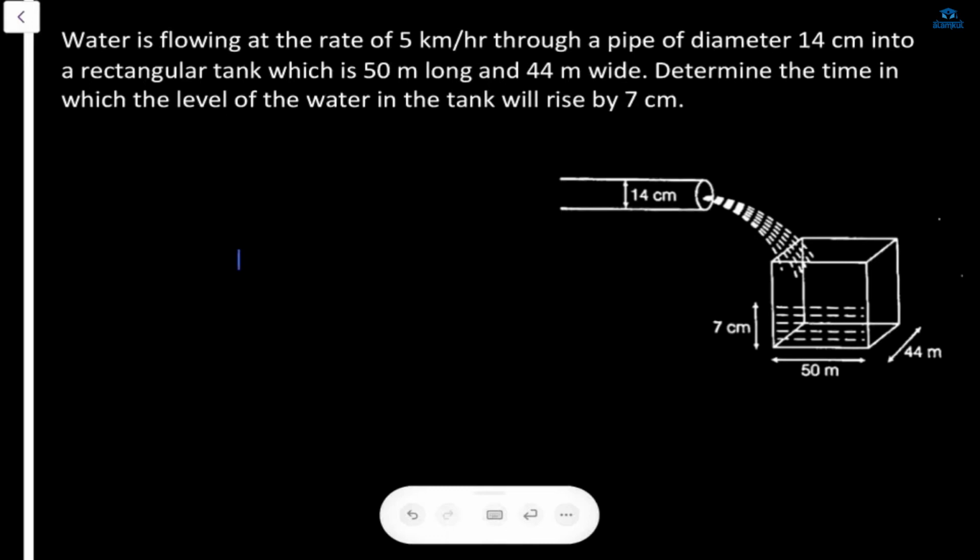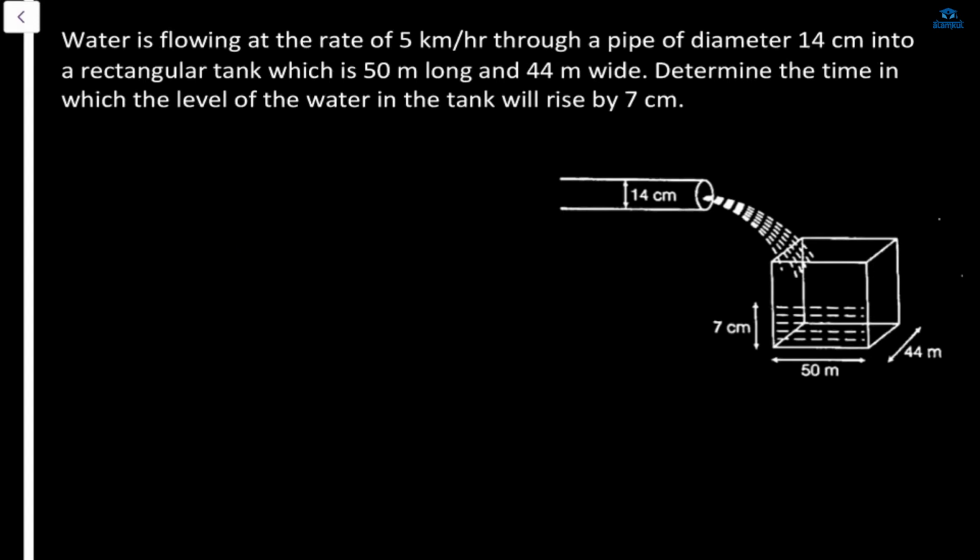Water is flowing at the rate of 5 kilometer per hour. But here, when we are finding out the volume of the water, let's see how we are going to do. So the rate at which the water is flowing is 5 kilometer per hour. And the pipe diameter is... Ma'am, convert that to meter per second. Yeah, we need to convert that kilometer per hour into meter. Okay, so you'll see here, the diameter is 14 centimeter, into a rectangular tank which is 50 meter long, and 44 meter wide. Determine the time in which the level of the water in the tank will rise by 7 centimeter. Okay, we have to determine the time.